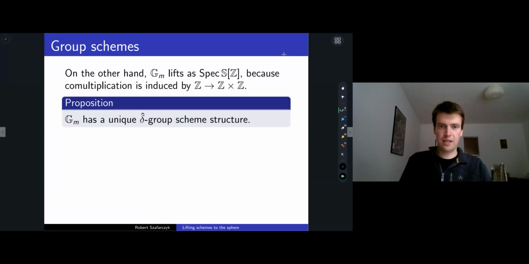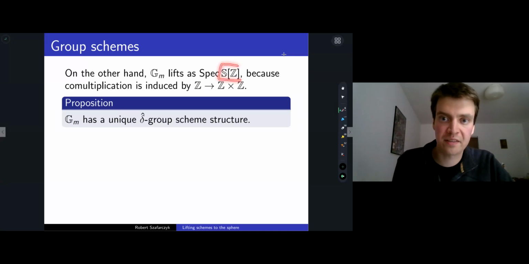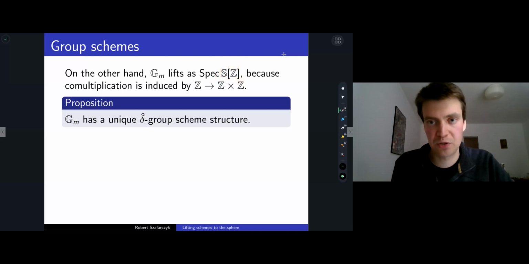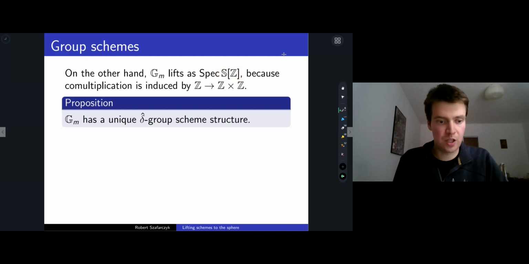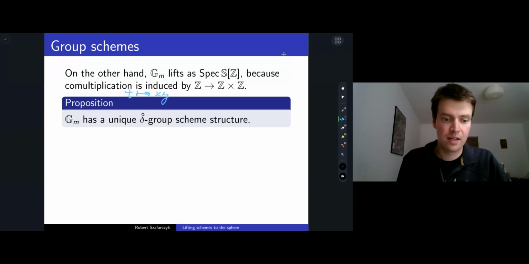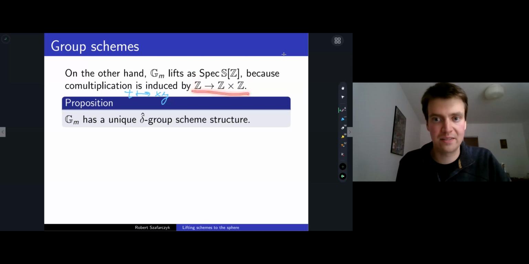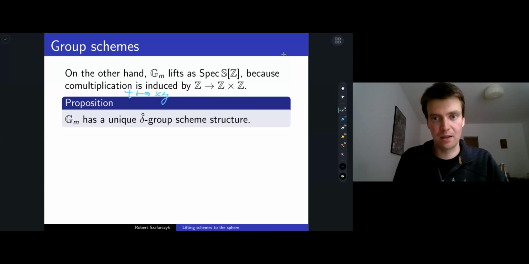On the other hand, G_m has a very nice lift, because G_m lifts as the spectrum of the group ring of the integers, and the comultiplication. So the comultiplication now sends T to X times Y, and this map can be seen as just the diagonal. It's induced by the diagonal on the monoid Z. So since it comes from Z, it also lifts to the sphere.